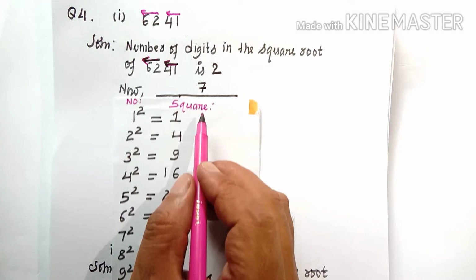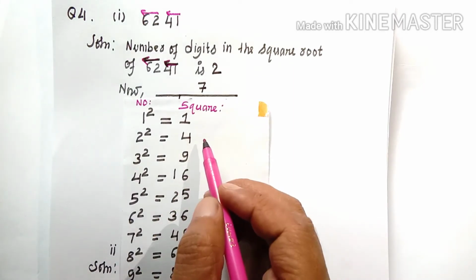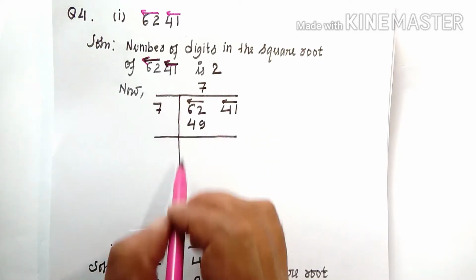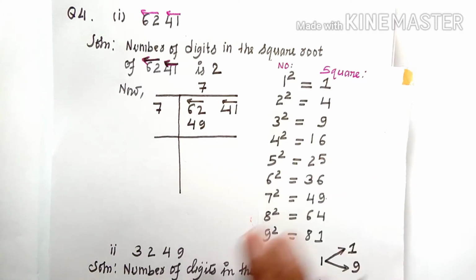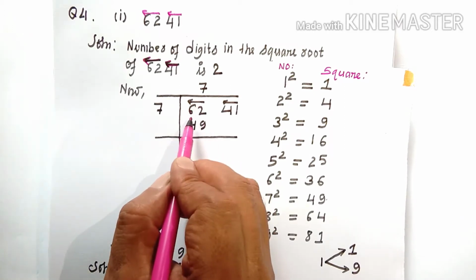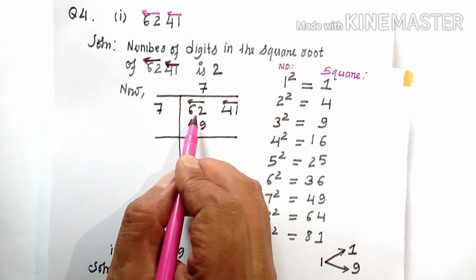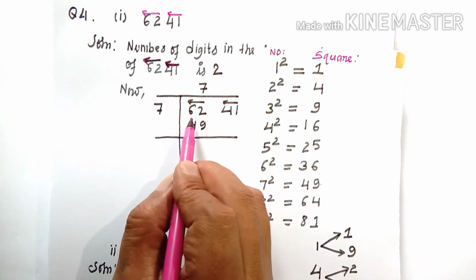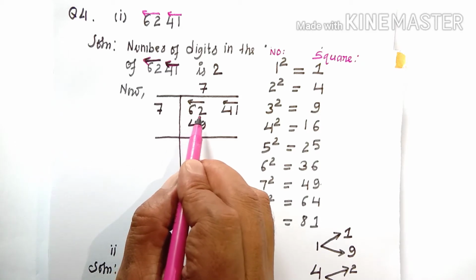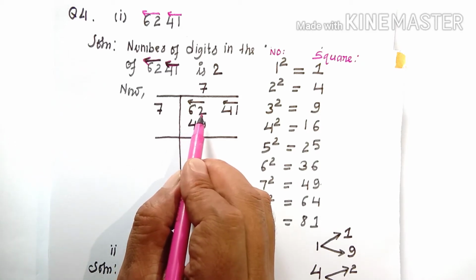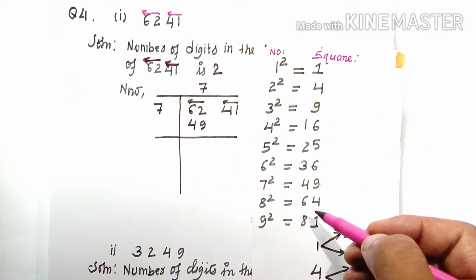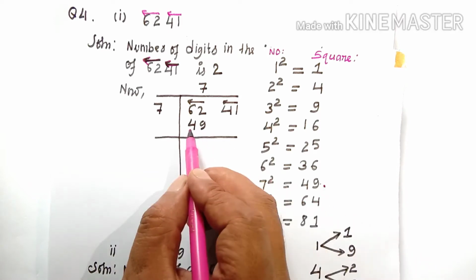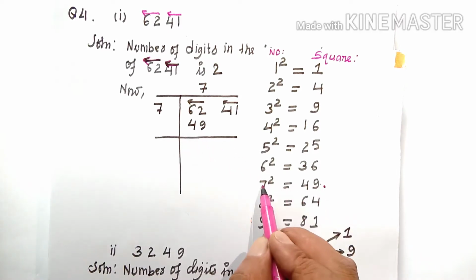After that, for the second part, you'll have to find the square root by the long division method. So now take the division format here. After that, what we do here, the first pair starting from the left side is 62. Now let's have a look at the squares. You'll have to take the largest square nearest to 62 or equal to 62. The largest square closest to 62 is 49. So now we are taking 49, and it is a perfect square of 7.